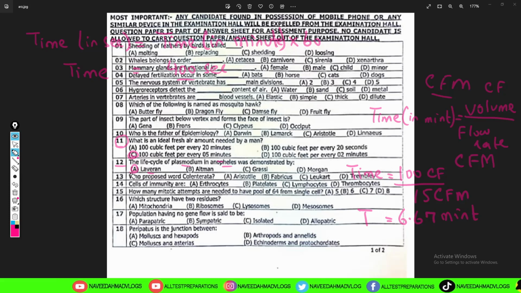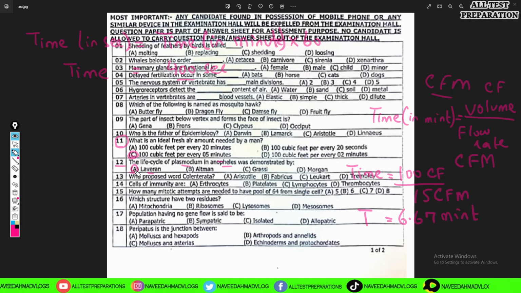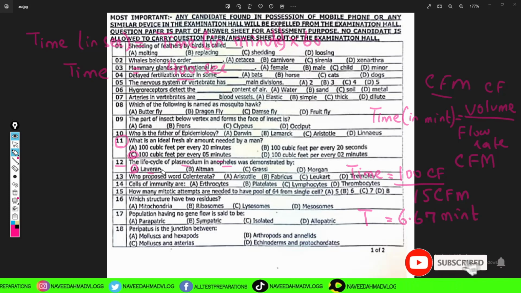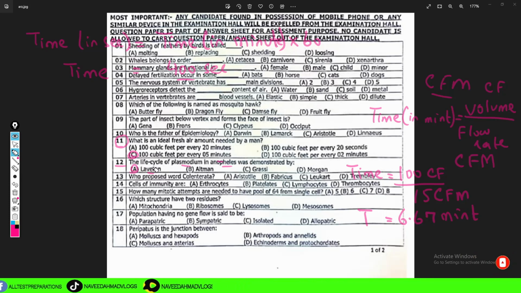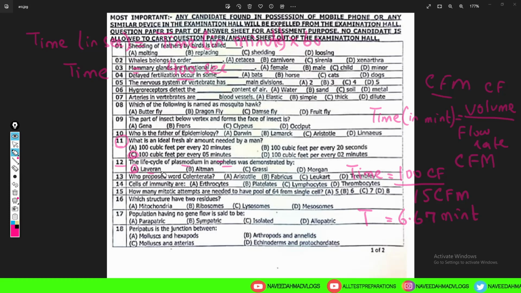Laveran's discovery and insight paved the way for advancement in malaria research, including effective treatment and the mosquito vector role, and it also has a great role in the implementation of control measures for the mosquito. His work also established the field of malaria parasitology and significantly contributed to our understanding of diseases. So the life cycle of Plasmodium in female Anopheles mosquito was demonstrated by Laveran. Option A is the correct option in question number 12.